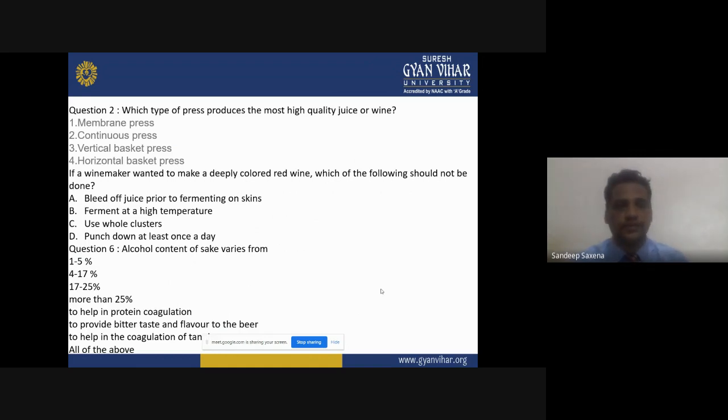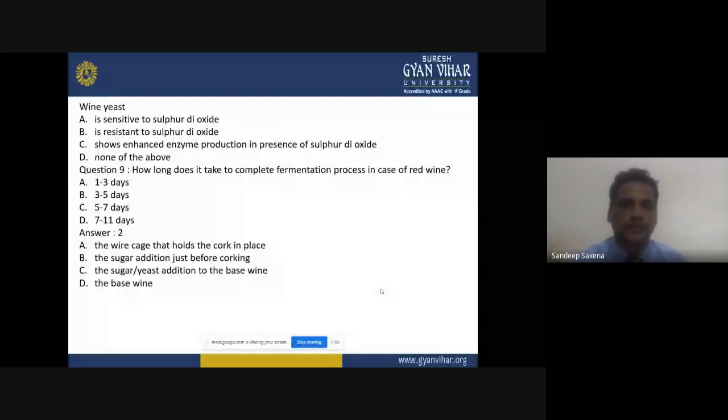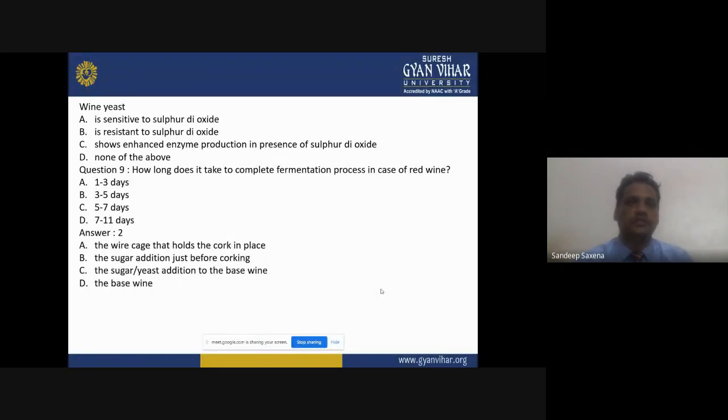Above, why is it necessary? Slow enzyme production in presence of sulfur dioxide, and none of the above. Another question: how long does it take to complete the fermentation process in the case of red wine? Option A is 1 to 3 days, option B is 3 to 5 days, option C is 5 to 7 days, and option D is 7 to 11 days.